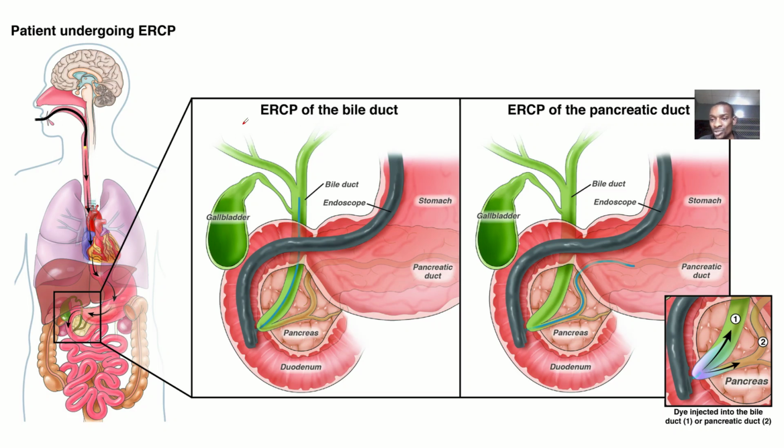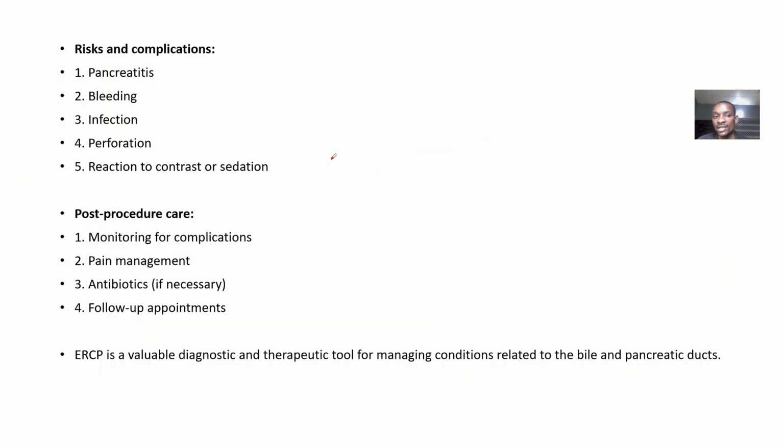Alright, so talking about the risks and complications of this surgery, the endoscopic retrograde cholangiopancreatography. This is your endoscope. So you are bringing it right here just to do an operation and all that. So it could lead to inflammation of the pancreas, known as pancreatitis. You could affect some blood vessels, so that's bleeding. It could lead to infection, it could lead to perforation, and the person can react to the contrast or sedation.